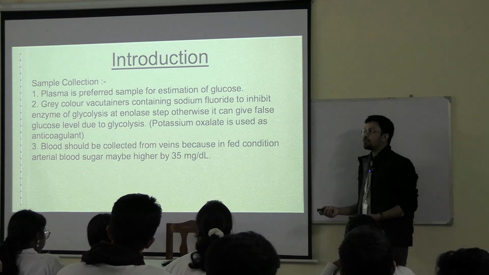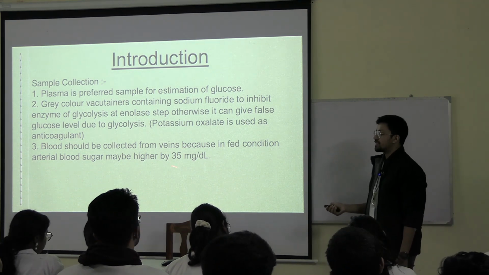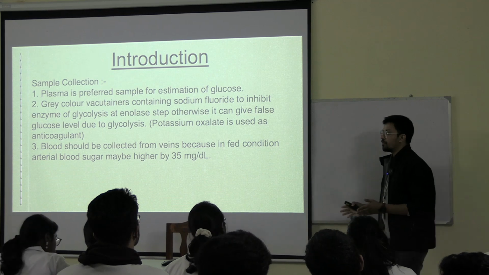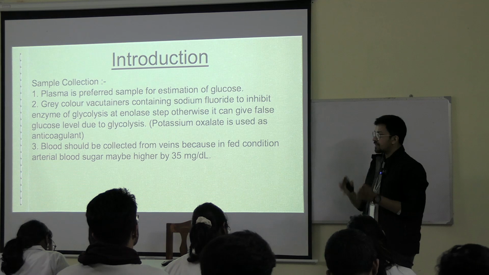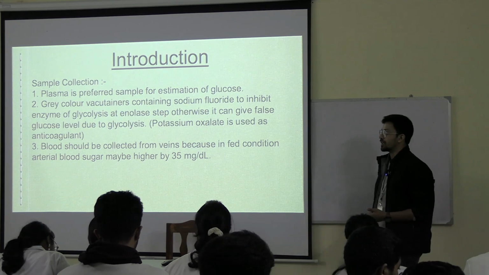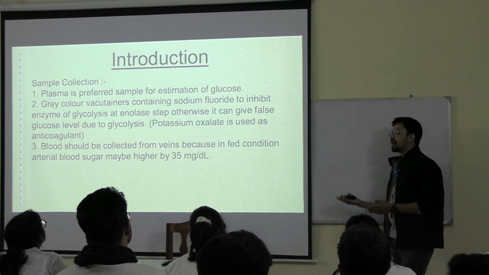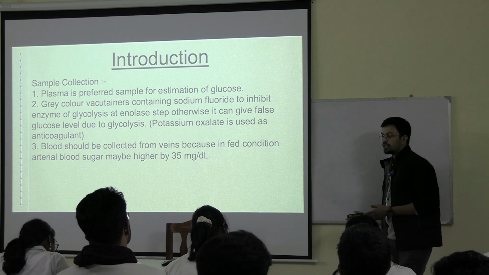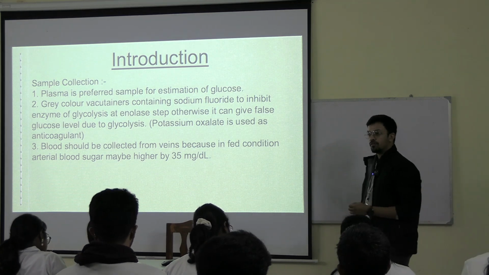So whenever we do the arterial blood test, we can get around 35 milligram per deciliter of extra blood glucose. But in the venous blood we will get the appropriate one, that is the circulating blood glucose level. That is what we are measuring, how much glucose is circulating. If you measure before utilization, you will get a higher concentration. Got it? Anybody has any doubt in that? So that is why we are not taking arterial blood, we are taking blood from the veins only.